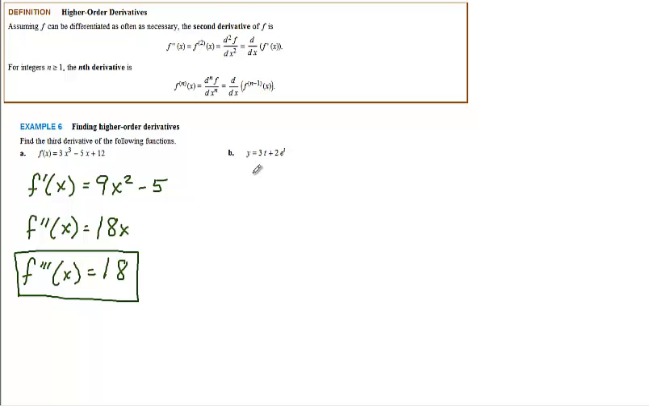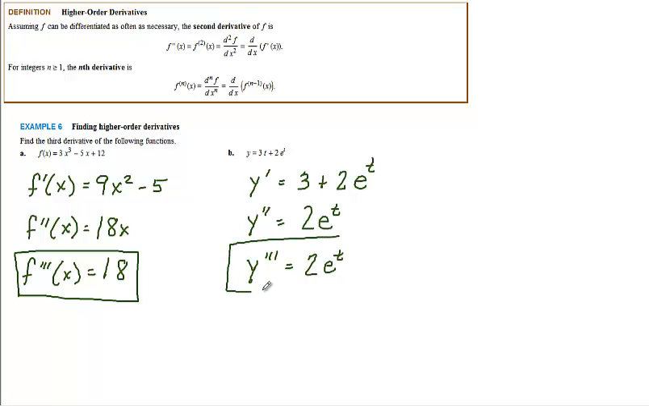The next wants me to find the third derivative again, y prime. I'm taking this with respect to t, obviously. So that would be 3 plus 2, because that's my constant, is e to the t. The derivative of e to the x, or e to the t, is just e to the t. That's a constant. There's my second derivative and my third derivative, and all the rest of the derivatives would look just like that too, wouldn't they?